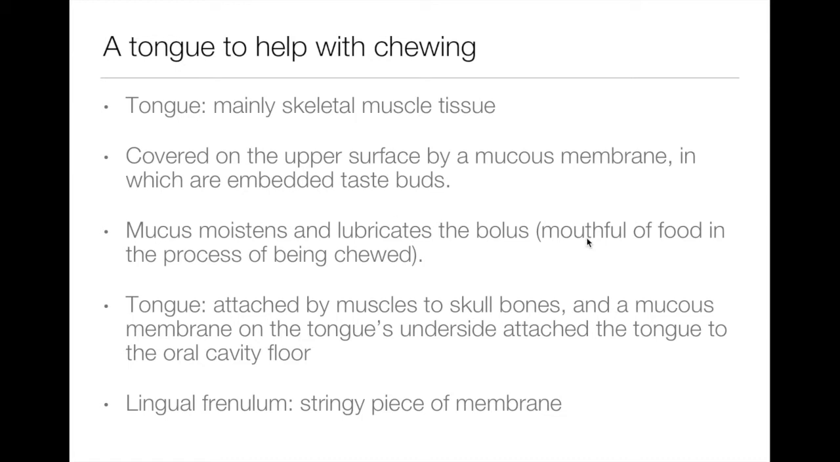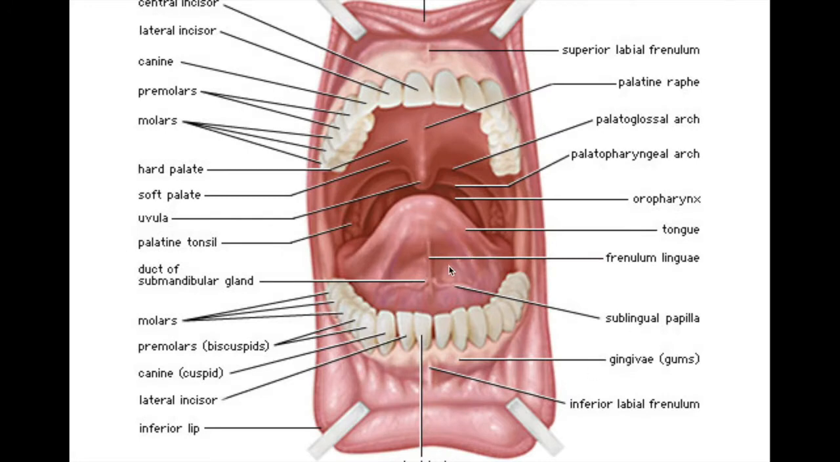Now, muscles attach the tongue to the skull bones, and the mucous membrane of the tongue underside attaches the tongue to the bottom of the oral cavity floor. That stringy piece of membrane here is called the lingual frenulum. All right, the lingual frenulum.